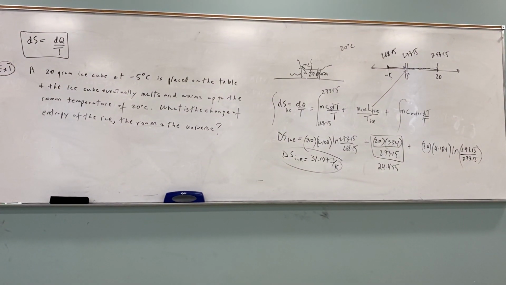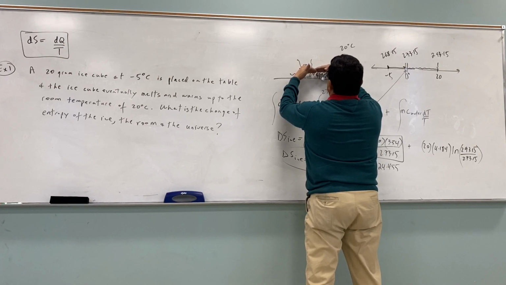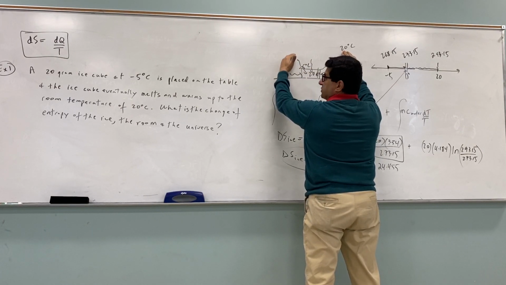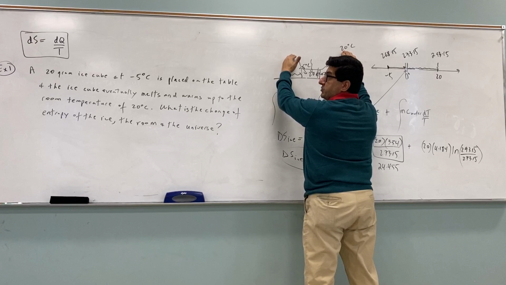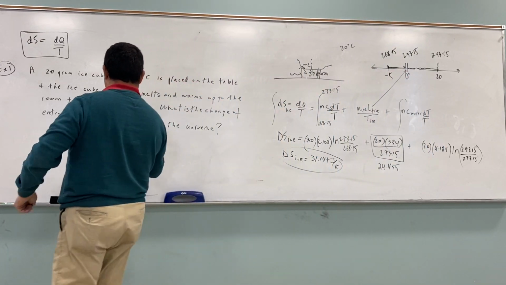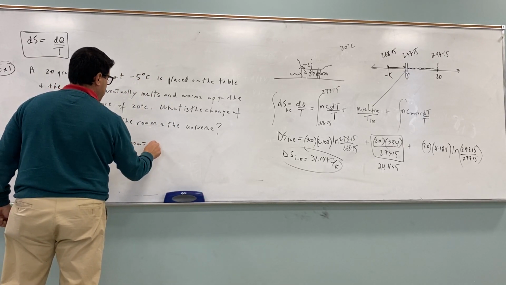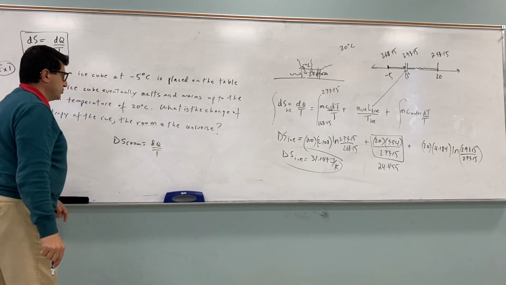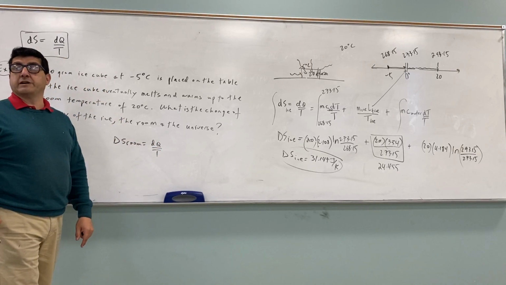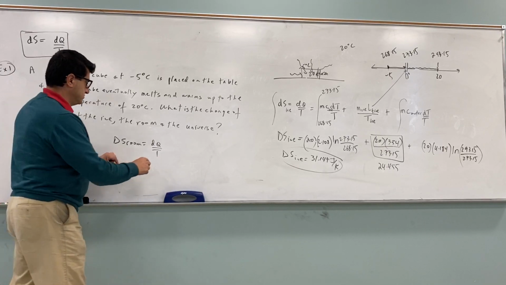Let's see what else. Oh, okay, so now let's calculate the change in entropy of the room. Because the room is losing heat, so a little bit of the heat from the room is going away, it should lose entropy. So how much entropy is it losing? Delta S room. Then you're going to do dQ over T, where Q is the heat that went from the room into the ice, and T is the temperature of the room.